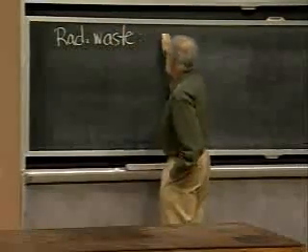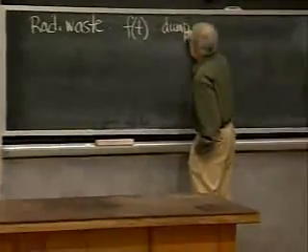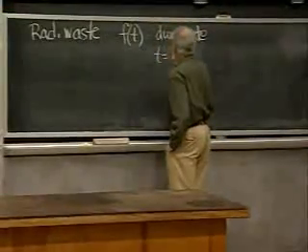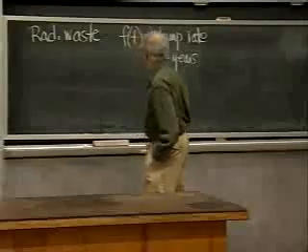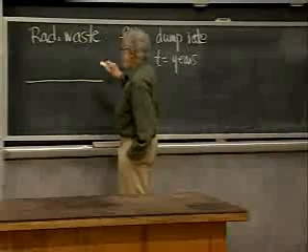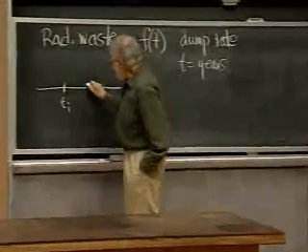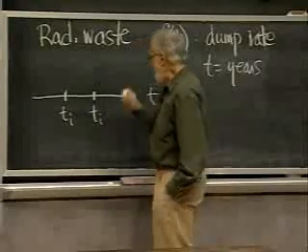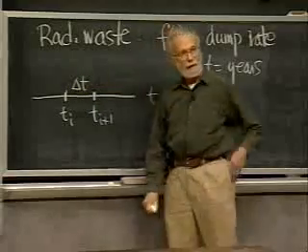So radioactive waste is dumped, and there's a dumping function. I'll call that f of t, the dump rate. That's the dumping rate. Let's say t is in years. You like to have units. And quantity, kilograms, I don't know, whatever you want. Now, what does the dumping rate mean? The dumping rate means that if, on the time axis, I have two times which are close together, for example, two successive days, say midnight on two successive days, then there's a time interval between them. I'll call that delta t.